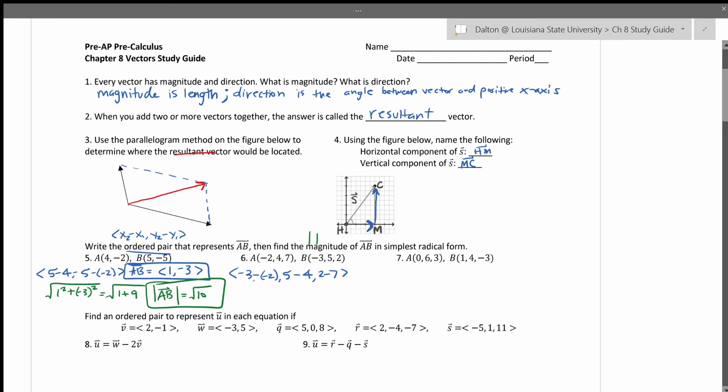So then that's going to give us vector AB. Oh, not magnitude yet. Vector AB is going to equal -3 minus -2. It's going to change to a plus a positive, so it's going to be -1. 5 minus 4 is 1. 2 minus 7 is -5.